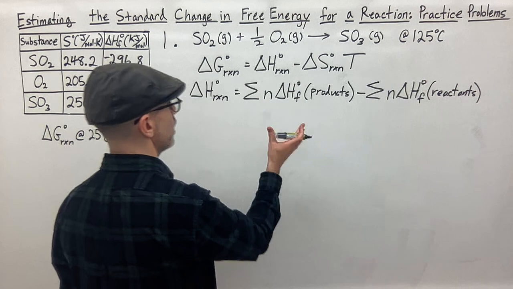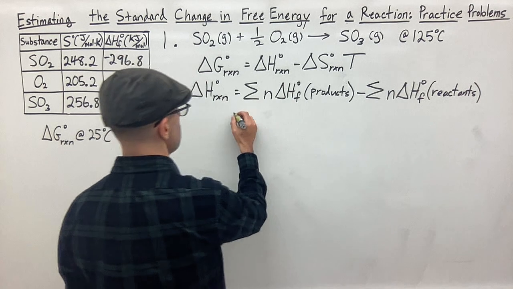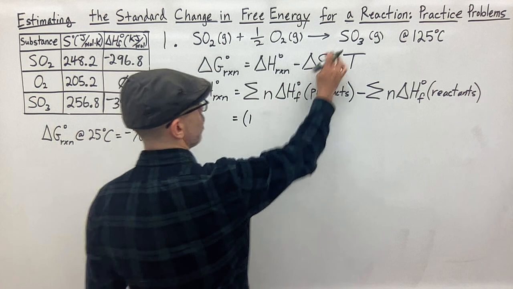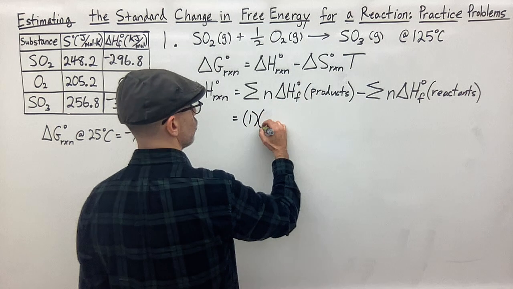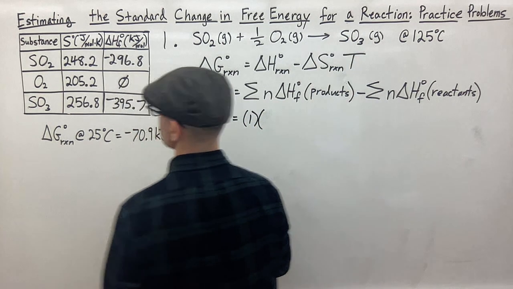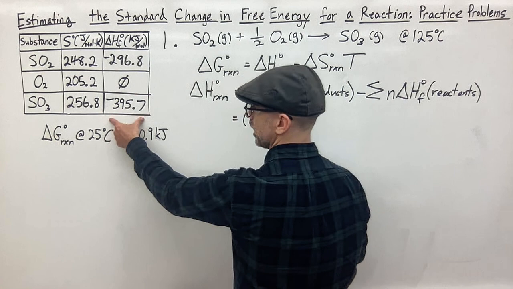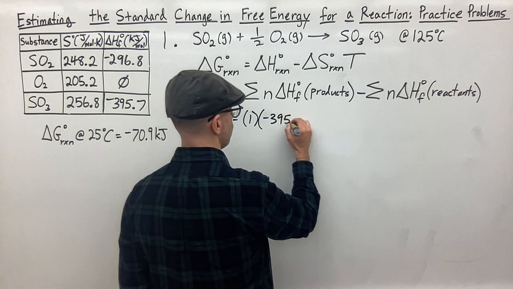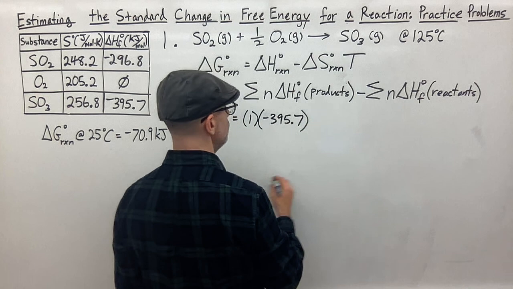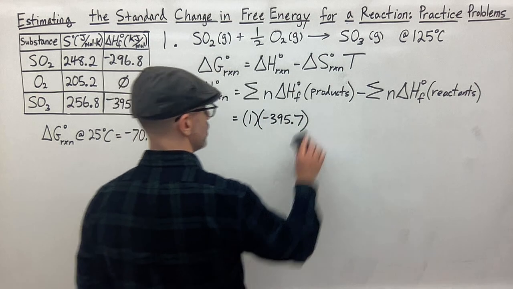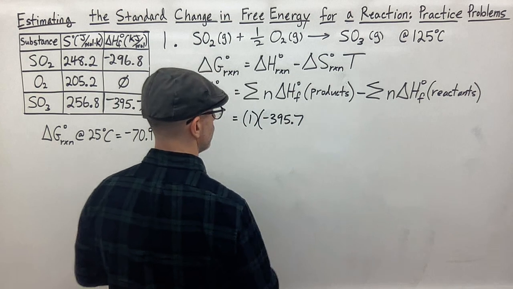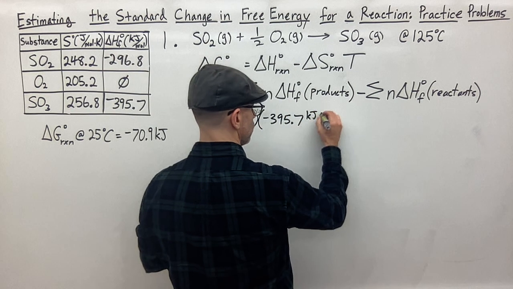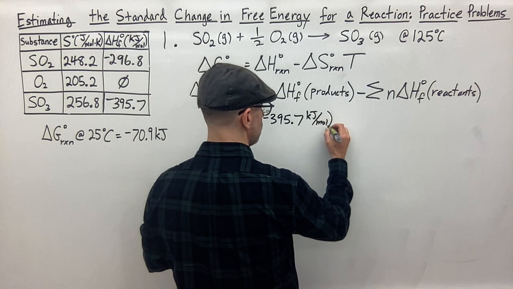So once again, we plug that into our equation. We only have one product, so it's going to be 1 because of the coefficient 1, multiplied by the heat of formation of SO3, which is negative 395.7. And again, we should have our units in here. This is going to be kilojoules per mole.